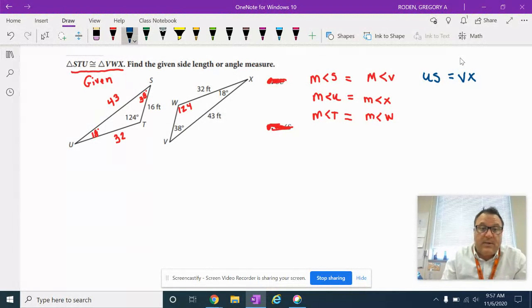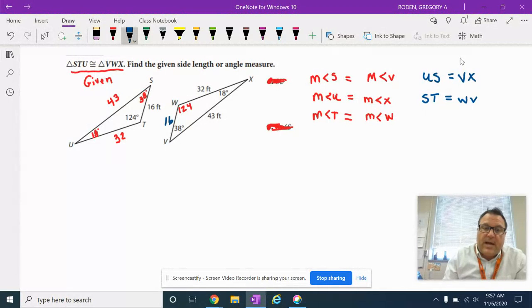All right, so now what's the next one? We have a 16, that's ST. So we have ST, its measure is 16, no line over it because we're talking measure. And so what would that be? Well, it would be over here. That's the 16 there. I didn't write that in yet. So 16 here, it's got to be 16 here. So that's going to be WV.